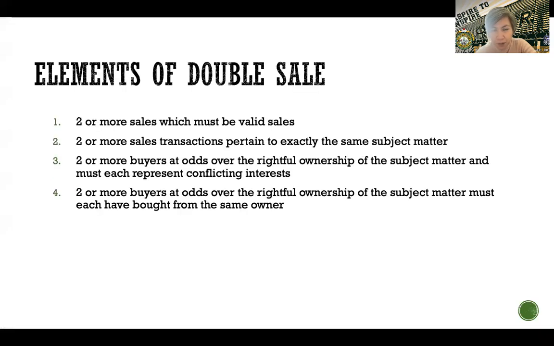So elements, there must be 2 or more sales, and all those sales must be valid sales. The 2 or more sales transactions pertain exactly to the same subject matter. 2 or more buyers at odds over the rightful ownership of the subject matter and must each represent conflicting interest. And lastly, the 2 or more buyers at odds over the rightful ownership of the subject matter must each have bought from the same owner.